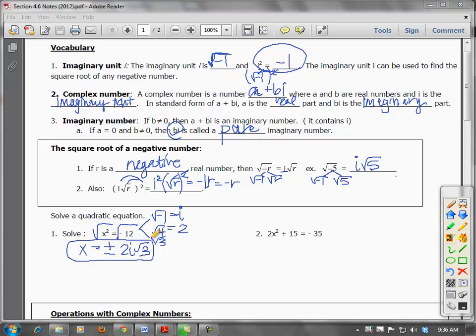Basically we're doing yesterday's work, but when we have a negative underneath the square root, we put an i in our answer. So let's try another one. I'm going to subtract 15 on both sides.